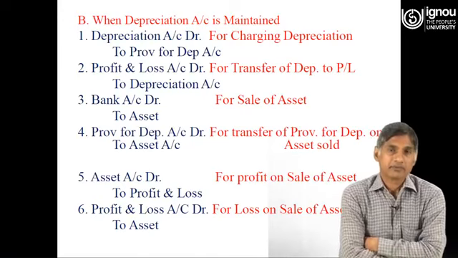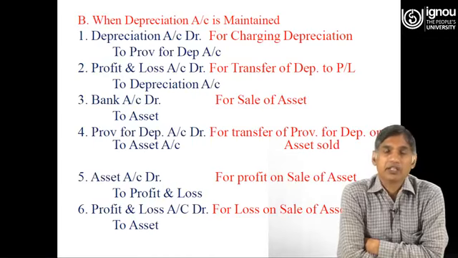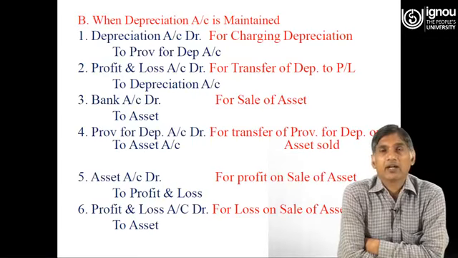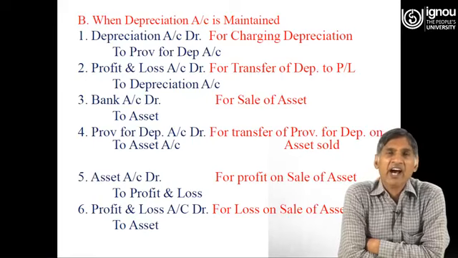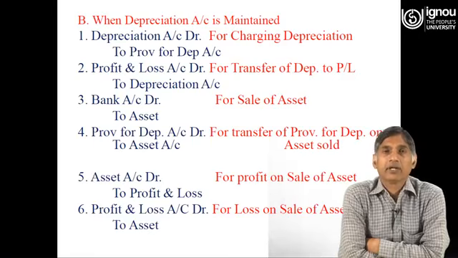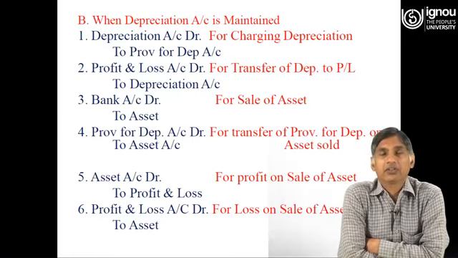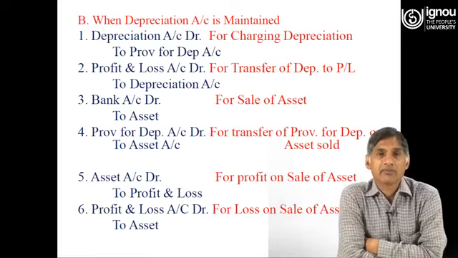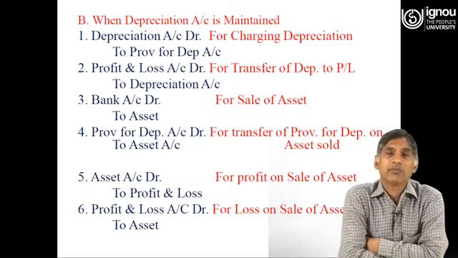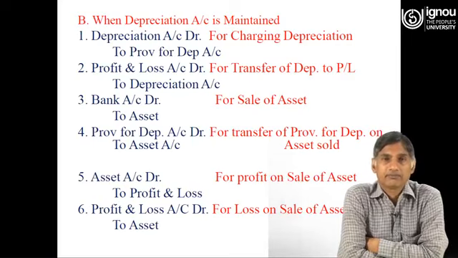Then the sale of asset. Same journal entry: bank account debit to asset, because on account of sale of an asset, the asset is going out and the cash or bank, that is cheque, is coming to us, therefore we will debit the bank account. So the journal entry would be bank account debit to asset.